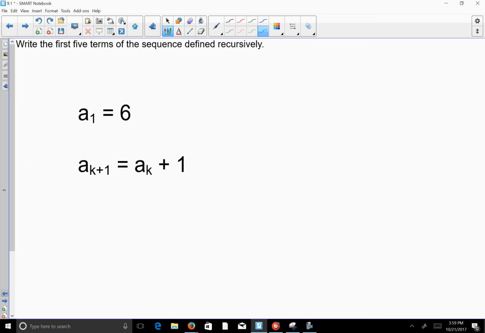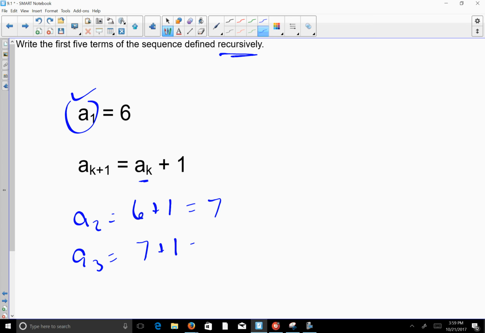Write the first 5 terms of the sequence defined recursively. Again, in order to do a recursive sequence, you must have the first term. If I don't have this first term, I cannot do it. You need to know where I'm beginning, because all I'm doing is looking at the previous term and adding 1. So to get to the second term, I take my first term, which is 6, add 1, and get 7. To get to the third term, I take my second term, which was 7, add 1, and get 8. So when I write this, I'm just going to go 6, 7, 8, 9, 10, dot, dot, dot, and it'll keep on going in that pattern.